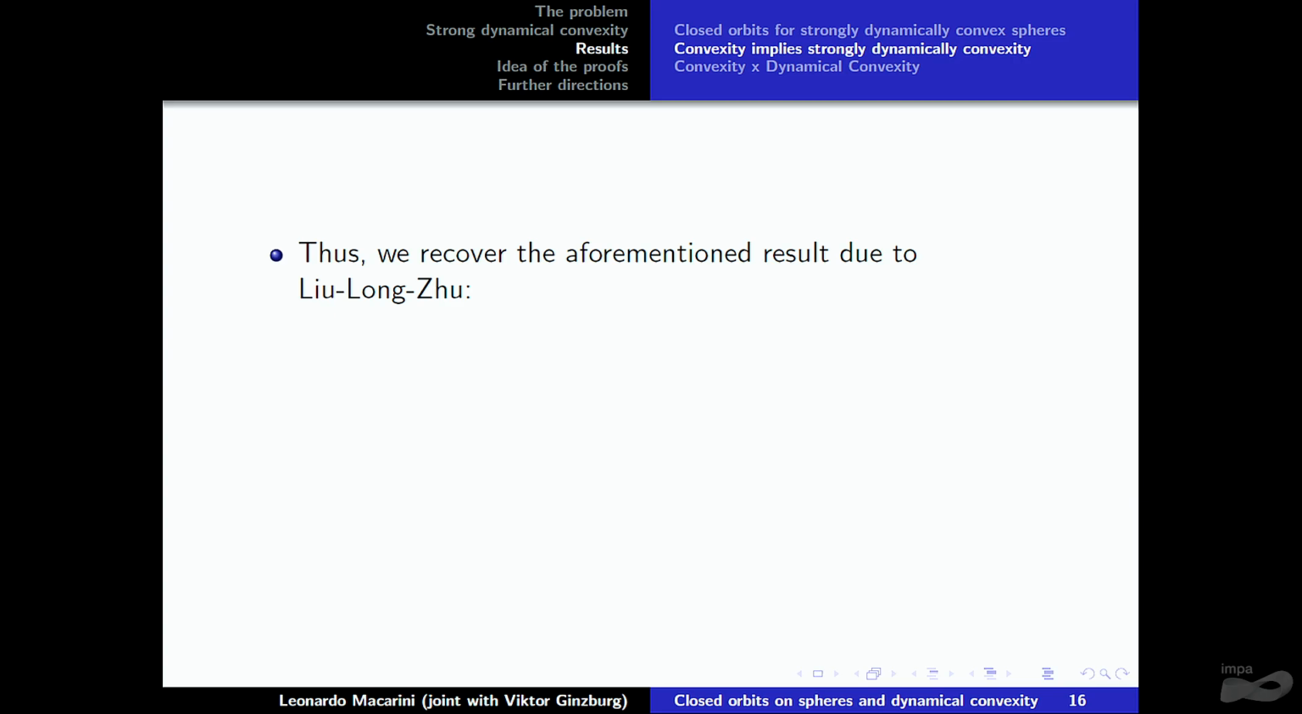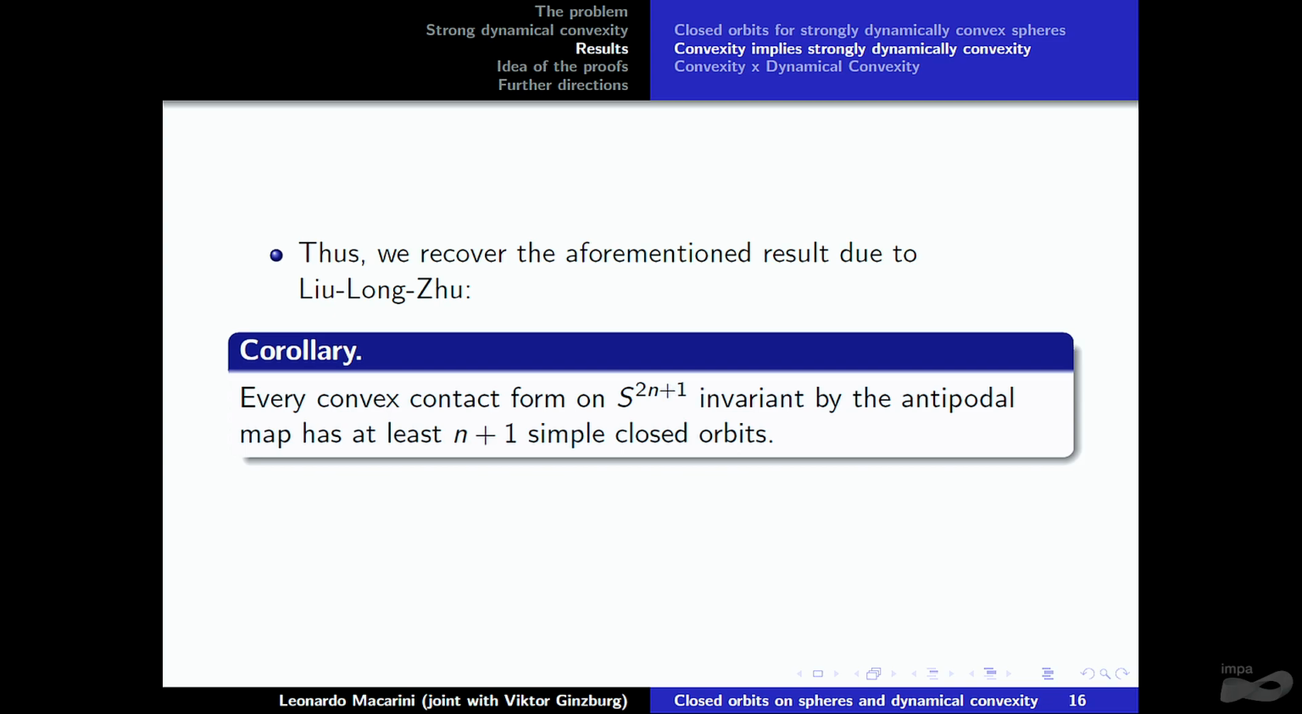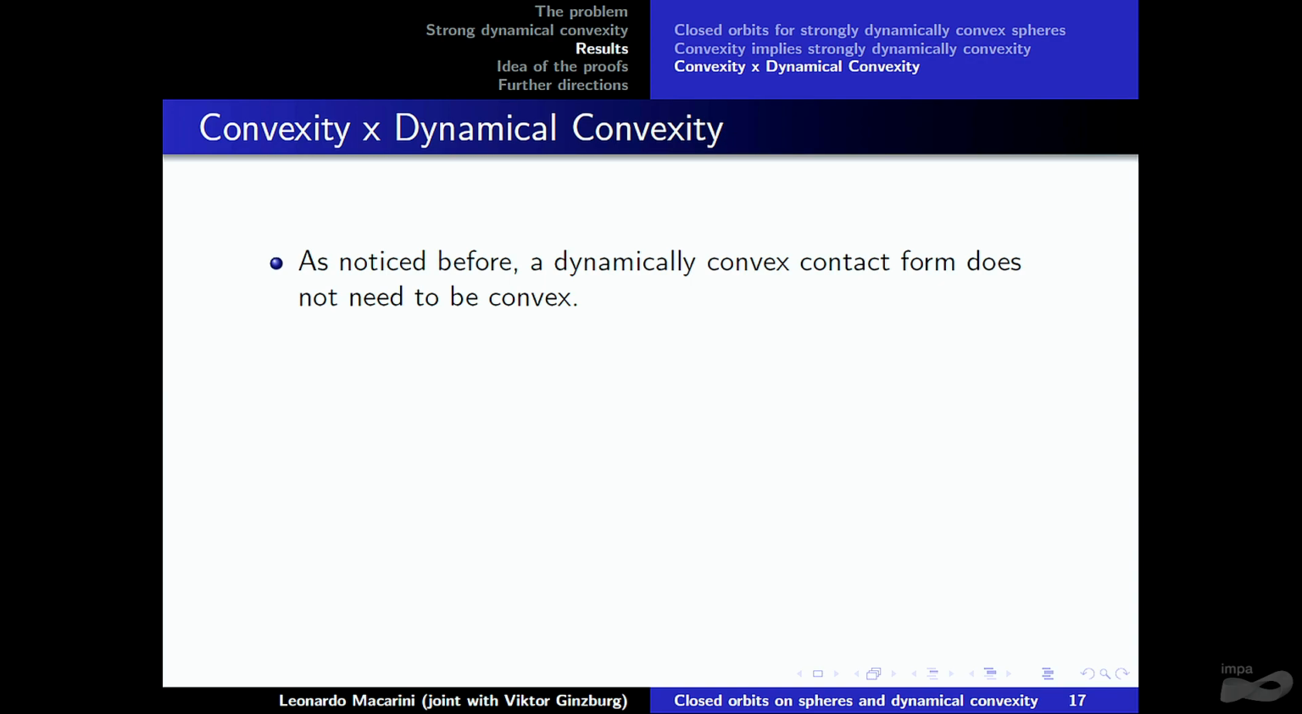So in particular, we recover the result of Liu-Long-Zhu, that every convex contact form on the sphere of dimension 2n plus 1, invariant by the antipodal map, has at least n plus 1 simple closed orbits. So now we have a symplectic proof of this result. So you see, when we try to generalize this result of Liu-Long-Zhu, we realize that we don't know how to prove this result assuming only dynamical convexity.